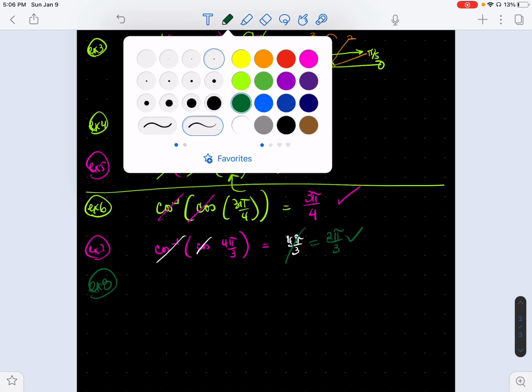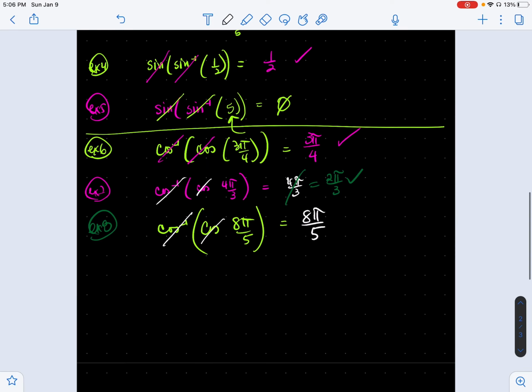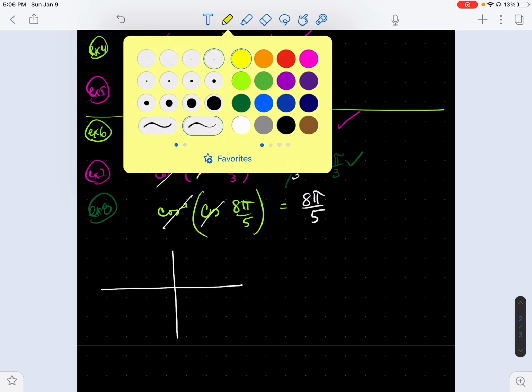Example 8. This one's pretty interesting. Cosine inverse cosine 8 pi over 5. It's like, what do I do here? Well, the fun part is it's cosine inverse. I can cancel them. 8 pi over 5. I just have to make sure this is in quadrant 1 or 2. If not, then we'll do our fun stuff. Let's see where this is at. Obviously, 8 pi over 5 is not on the chart, so I'm going to figure it out myself. Where in the world is it?